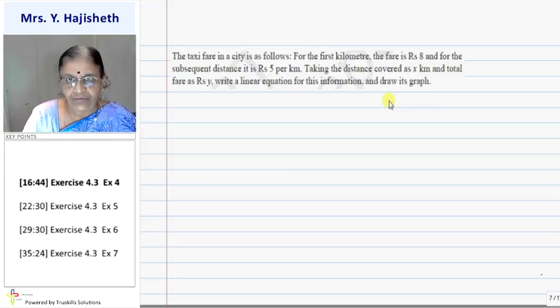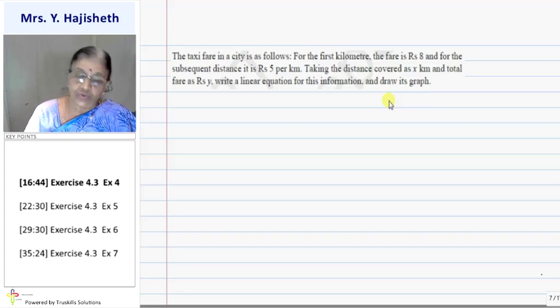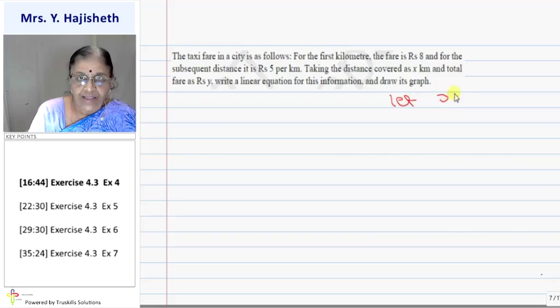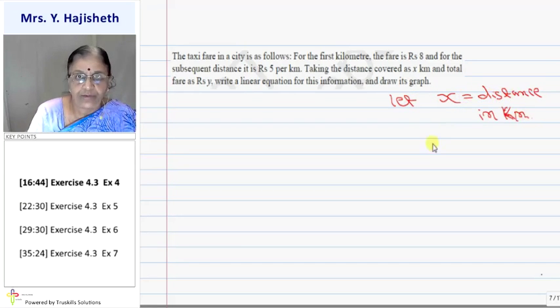Taking the distance covered as x kilometer. Distance covered is, I am taking x kilometer, and total fare I am taking as variable y. Write the linear equation for this information and also draw the graph. अब देखो, पहले हम क्या करेंगे? I will take, let x represent distance in kilometer, okay, and y represent total fare in rupees.